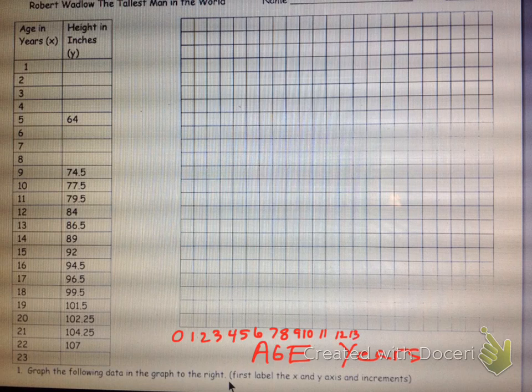12. 23, yep, 23 got us all the way to the edge. Okay, and then it looks like we got to go by, I think, 5s. So 5. So his actual height is going to be the y-axis. So his height, we're going by 5s, 10, 15, 20.